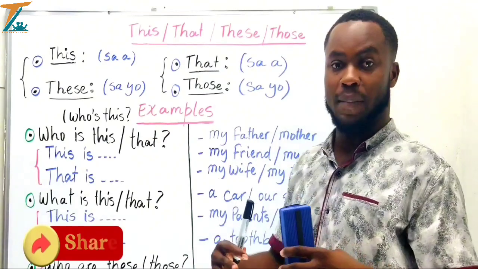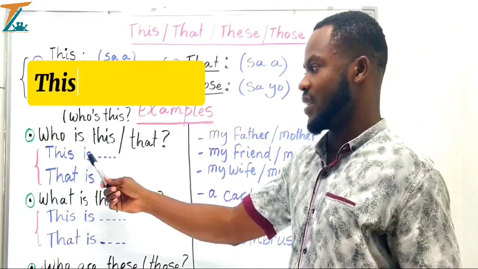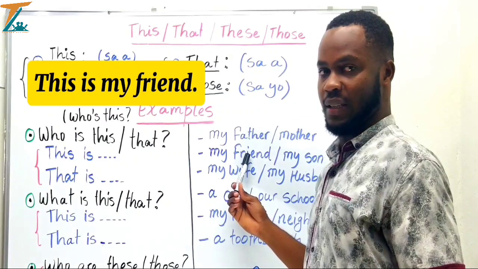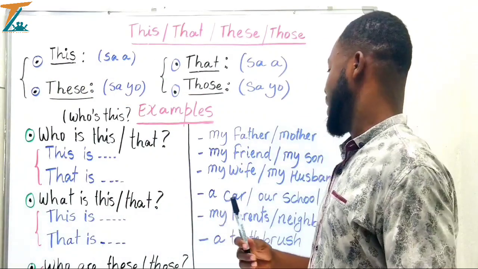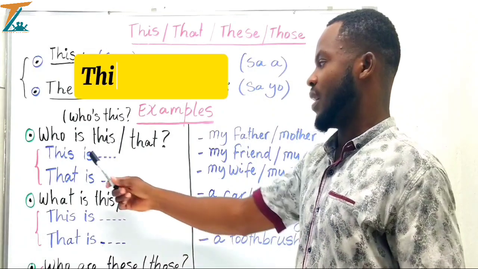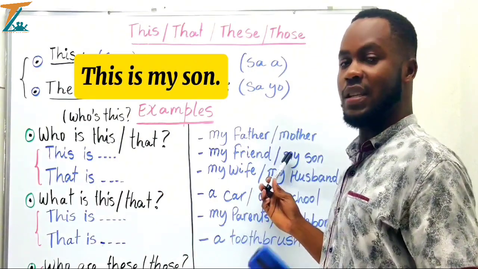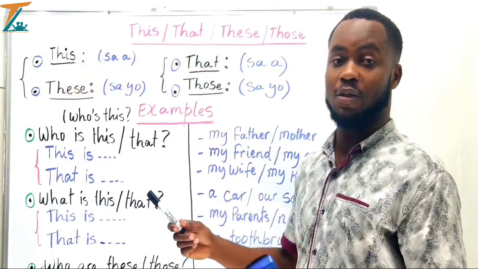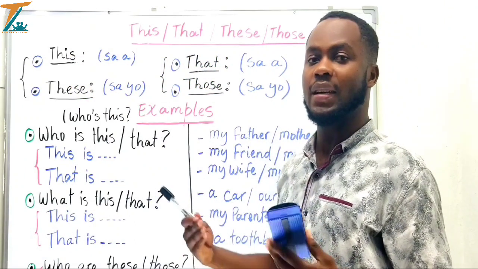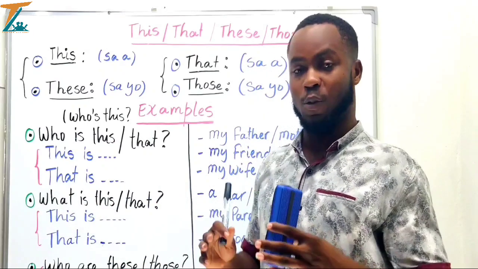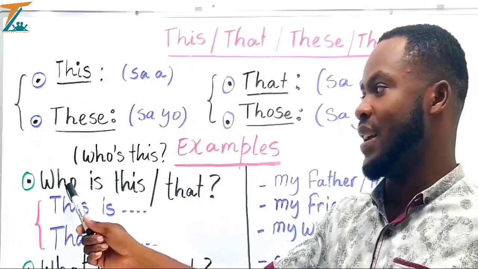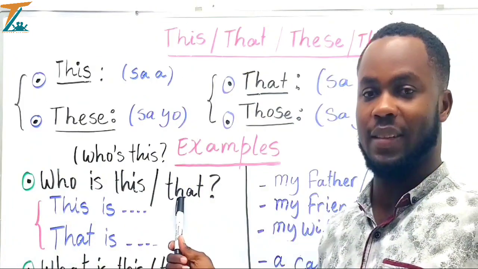This is my friend. This is my son. Right now, if we want to ask the question with that, we say, who is that?